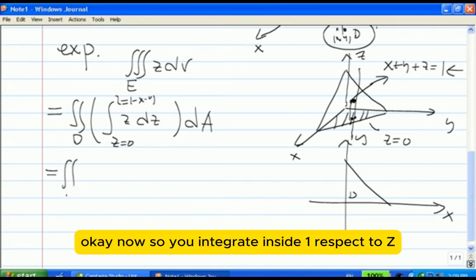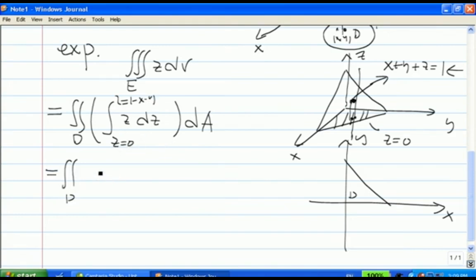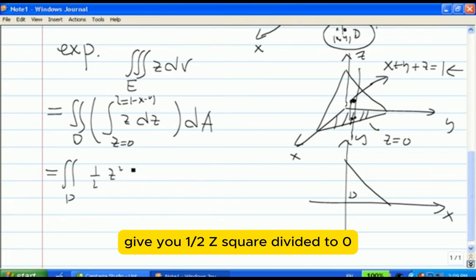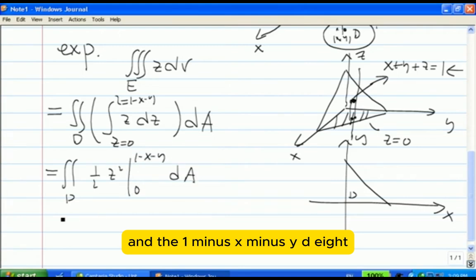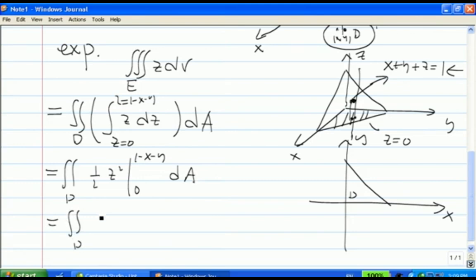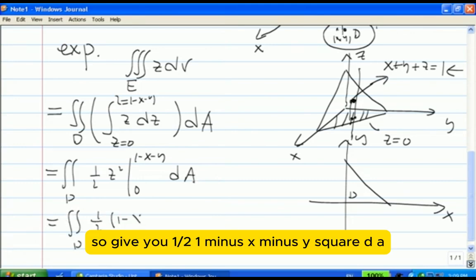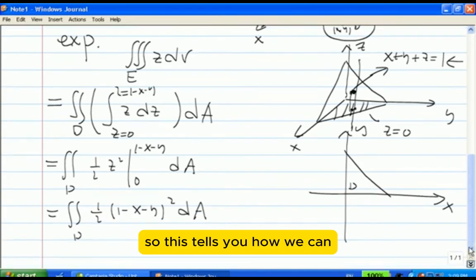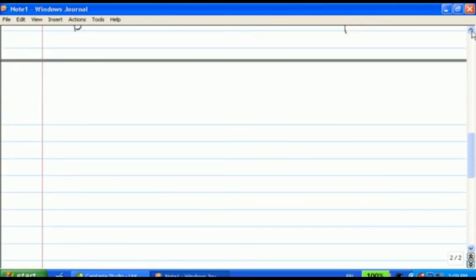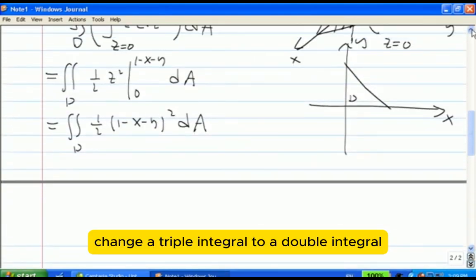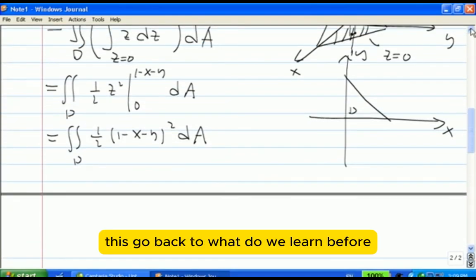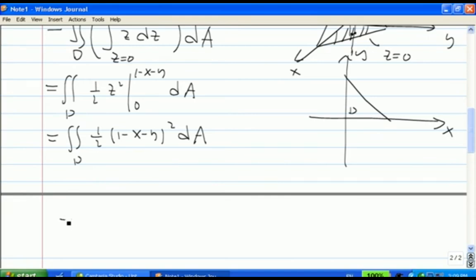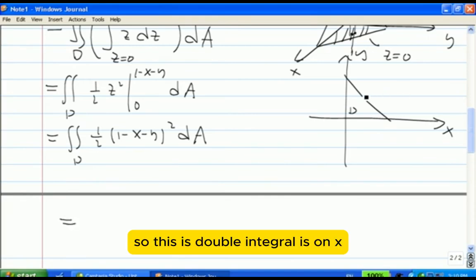Now, you integrate the inside one with respect to z, which gives you 1/2 z squared evaluated at 0 and 1 minus x minus y, dA. So that gives you 1/2 (1 minus x minus y) squared dA. This tells you how we can change a triple integral to a double integral. Once you get a double integral, let's go back to what we learned before. So this double integral is on the xy plane in this triangle.